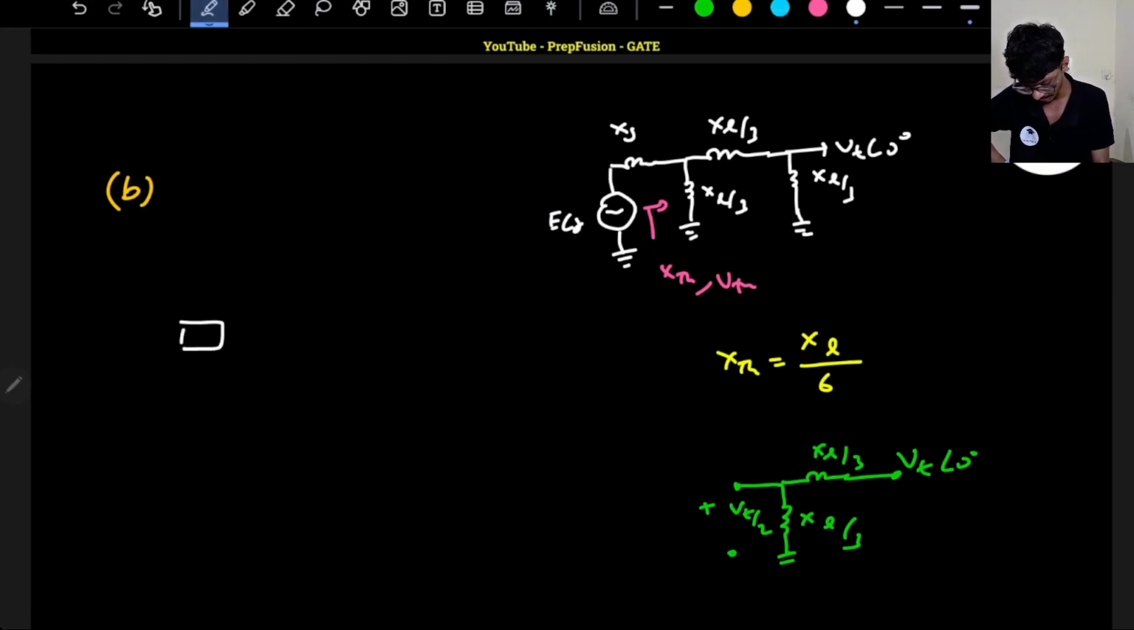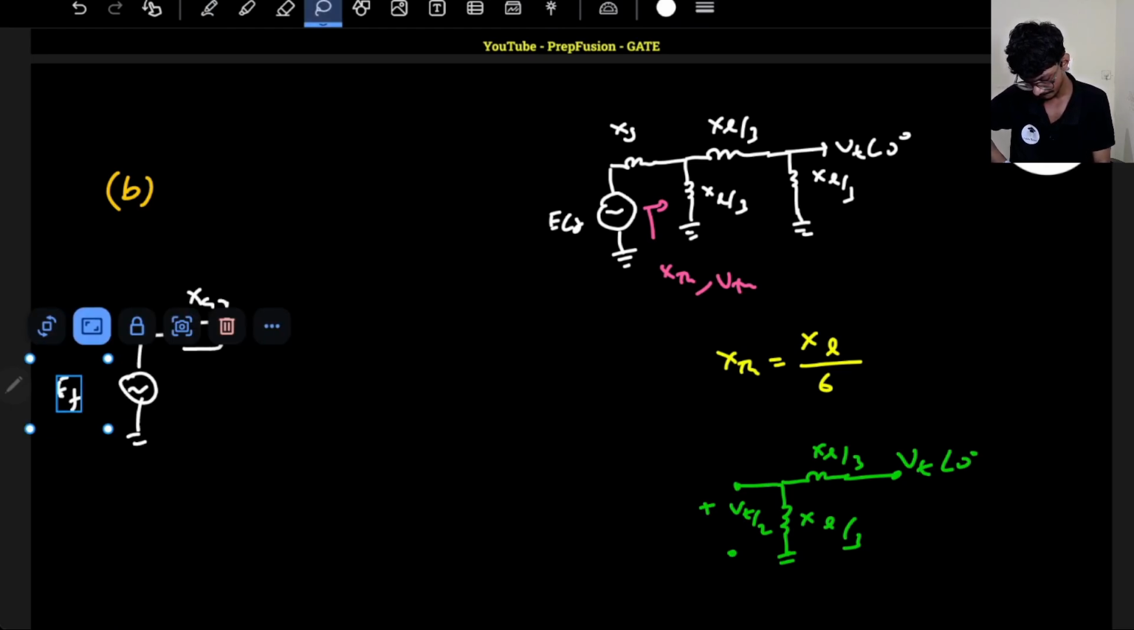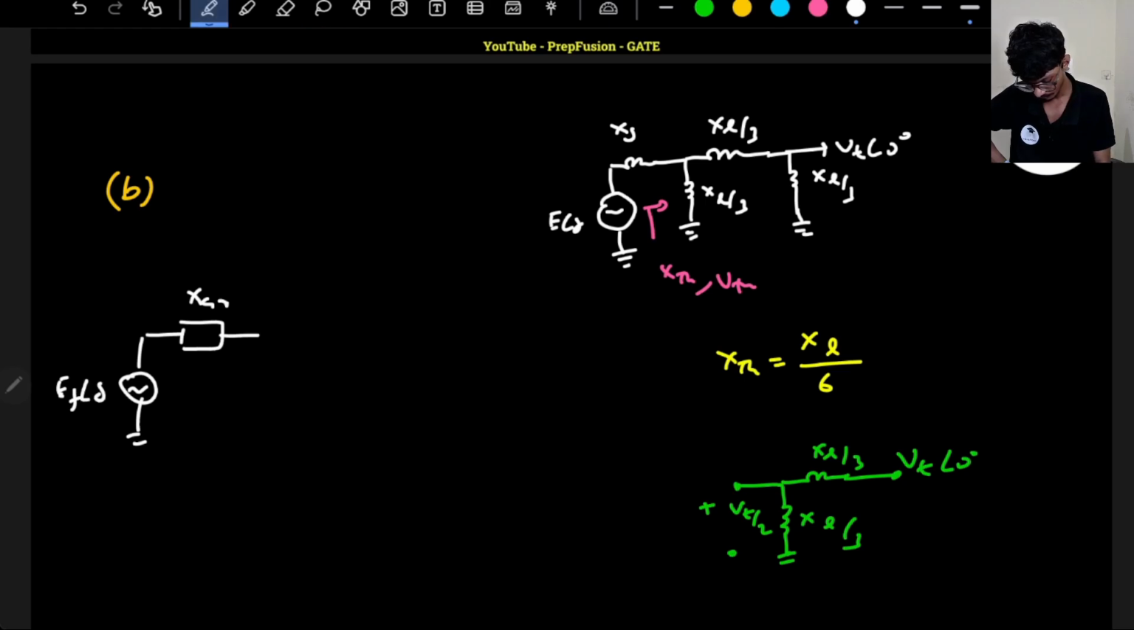This will be my armature reaction XAR of the salient pole rotor. This will be my EF angle delta, and this will be my open circuit voltage. Open circuit voltage will not change. This will be VT by 2 only, and this will be my line reactance XL divided by 3 and VT divided by 2.